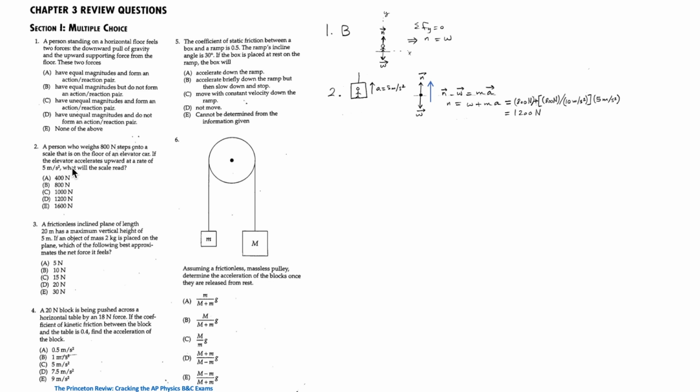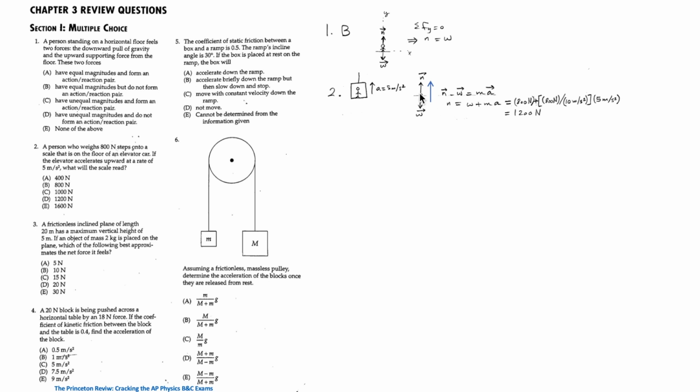So for the second question, a person who weighs 800 newtons steps onto a scale that is on the floor of an elevator car. So if the elevator accelerates upward at a rate of 5 meters per second squared, then what will the scale read?